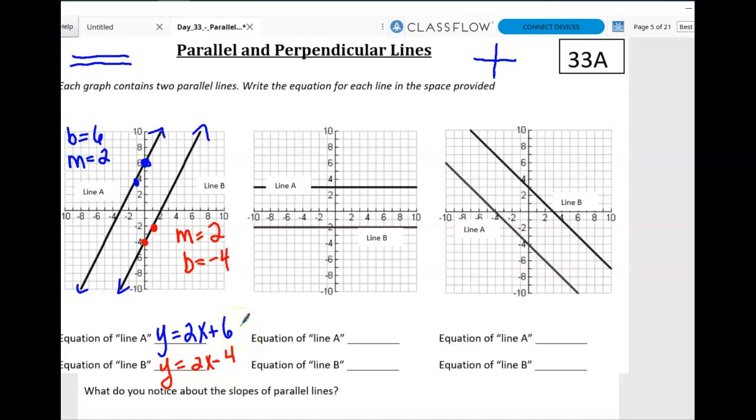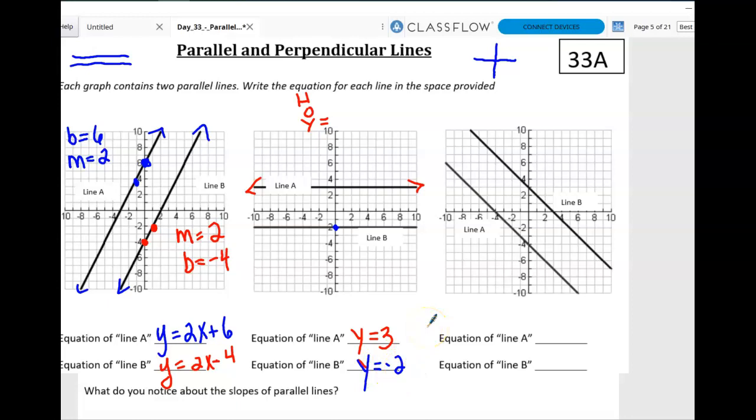Looking at the second example, this is a horizontal line. So again, I like to think of it that way. My equation of line A would be y equals 3. And then line B is going to be y equals -2.